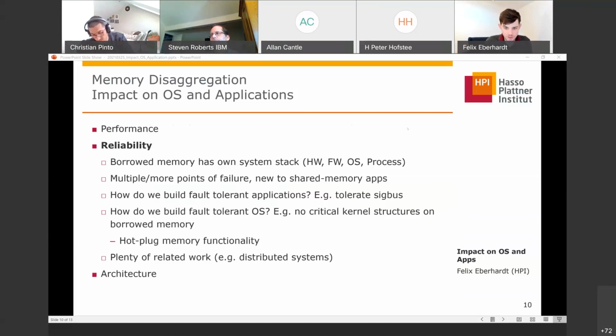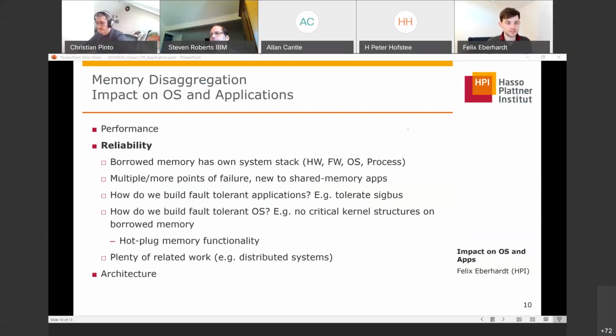We know that, for example, in distributed systems it's normal to have nodes that will fail and you can build software to tolerate that. Not so in the shared memory world, right? So you could ask the question, is it possible? How can we build fault-tolerant applications? For example, what if the memory is not reachable anymore? Do I get a SIGBUS from the operating system? Do I catch it as an application and then do what? A retry? Is it possible?